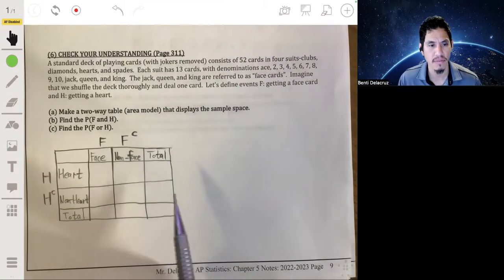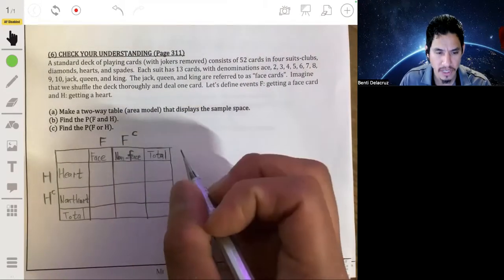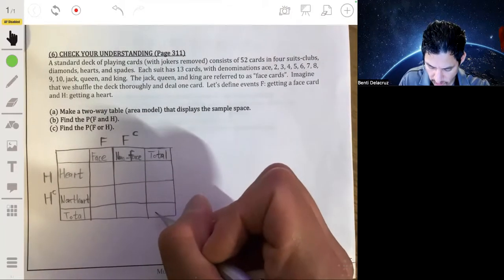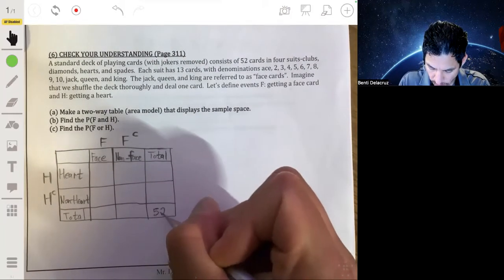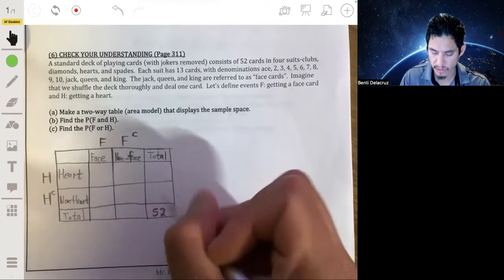Okay, now we have to fill in the numbers. It's always good to start with the totals, because we know the total is the two total cards.